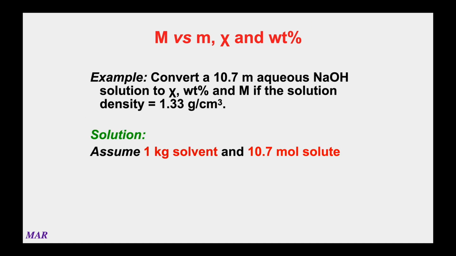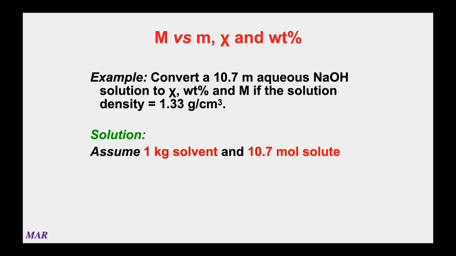All of these things will help us as we go through. So let's look at an example where we want to take a 10.7 molal aqueous sodium hydroxide solution. Let's stop right there for a second. Aqueous means the solvent is water. All right, aqueous is dissolved in water. And sodium hydroxide is going to be the solute. And the solution will be NaOH plus water. Okay, so back to your problem. Convert a 10.7 molal aqueous sodium hydroxide solution to mole fraction, weight percent, and molarity, big M, if the solution density is 1.33 grams per centimeter cubed.